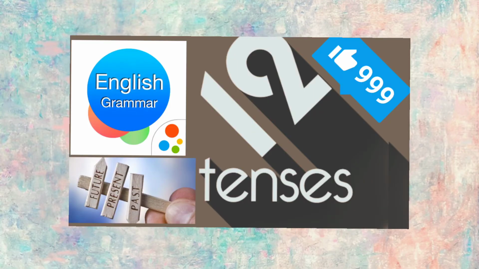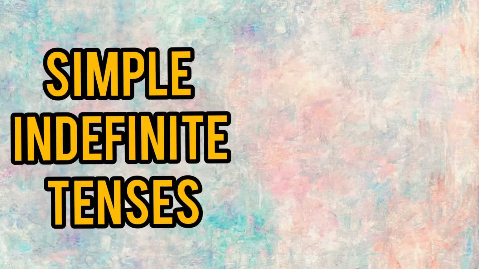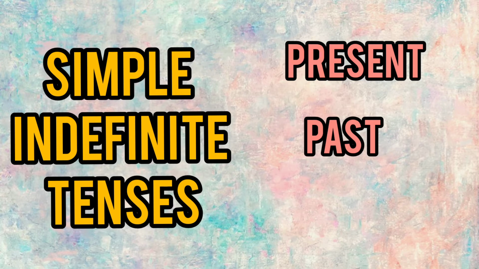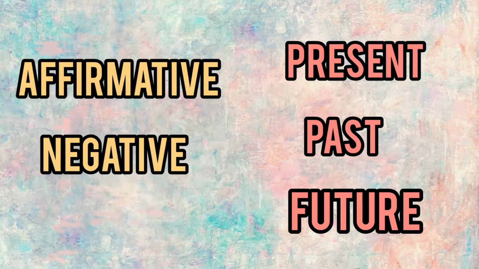In the last video I gave you an introduction and the difference between four different types of tenses. Today we are going to start one of the basic tenses of English grammar, which is very simple. Number 1 is the simple indefinite tense, or we can say simple tenses. We have three indefinite tenses: present indefinite, past indefinite, and future indefinite. And each of the tenses has three subtenses: affirmative, negative, and interrogative.